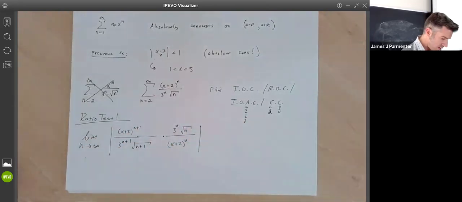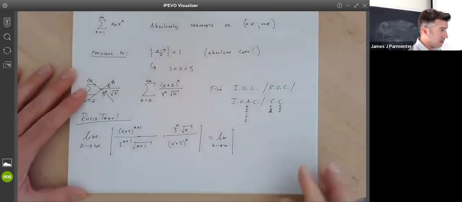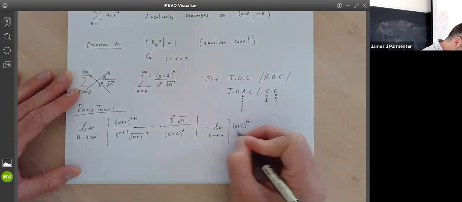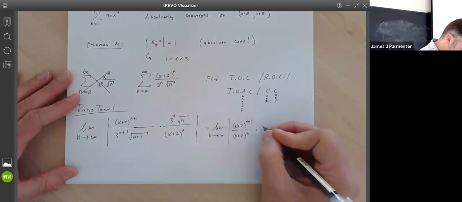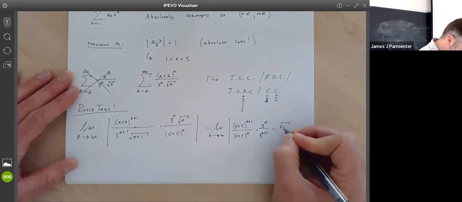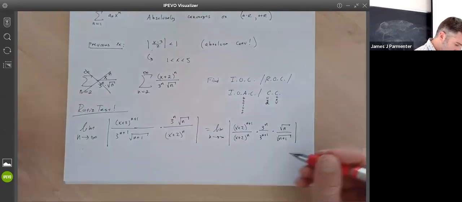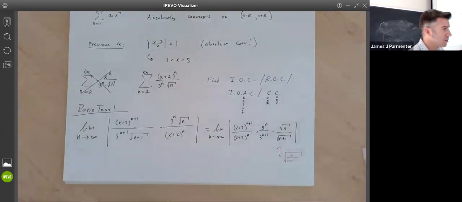Okay, and then grouping like things together. I would encourage you to simplify in this step. I'm not going to, but you can and should. (x plus 2) to the n plus 1 over (x plus 2) to the n, that's just an x plus 2. 3 to the n over 3 to the n plus 1, that's just a 1/3. And the square root of n over the square root of n plus 1. If it makes you feel better, you might write this as the square root of n over n plus 1 to see that its limit is going to be the square root of 1, which is 1, but not necessary or required.